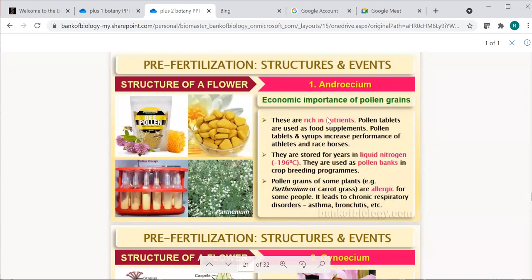So this we talked about anther and filament. You want me to repeat again? Yes, ma'am. Once I revise from the first one. Sure. Yes.